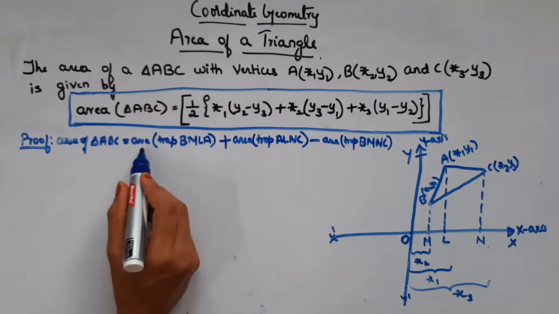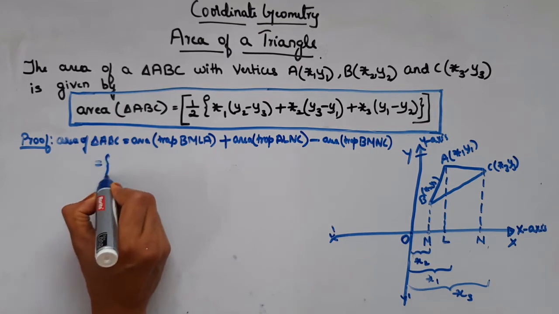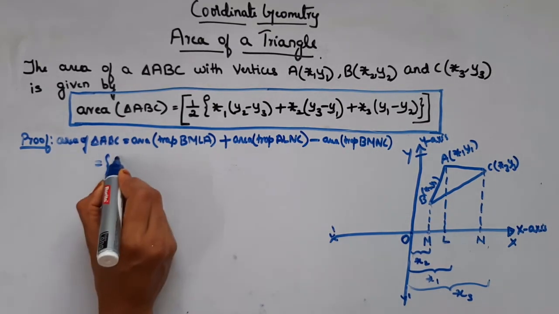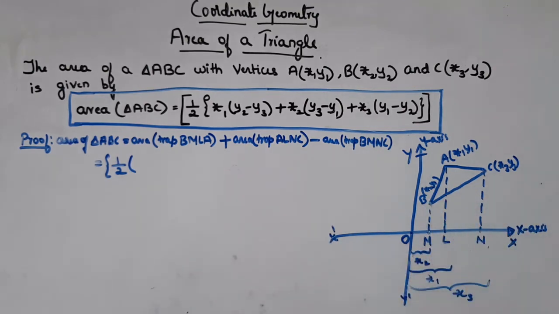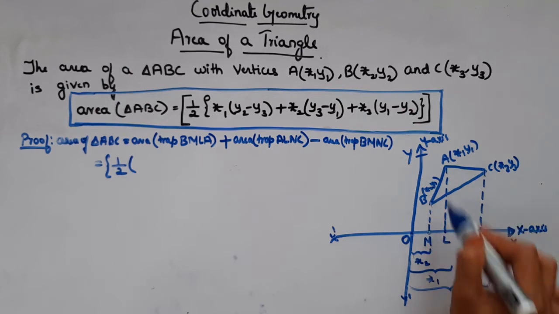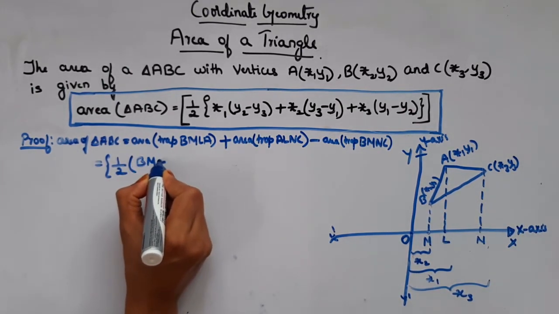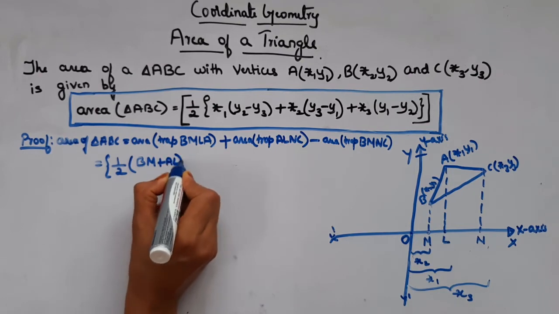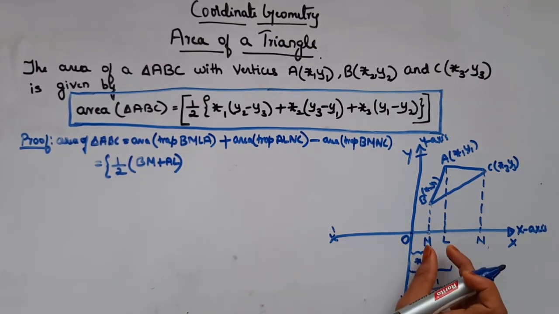Now what is the area of the trapezium BMLA? So area of the trapezium BMLA is given by half into the sum of the parallel sides of that trapezium. Here the parallel sides of this trapezium are BM and AL. So the sum of that, BM plus AL, into the distance between these two parallel lines, that is your ML.